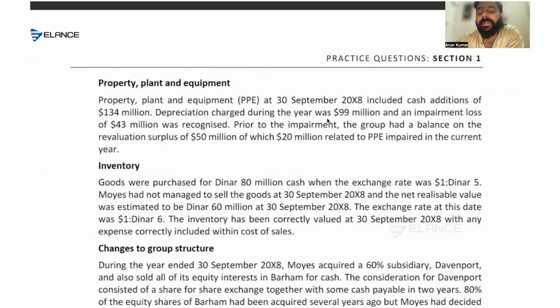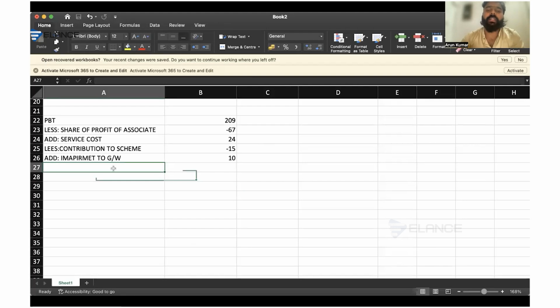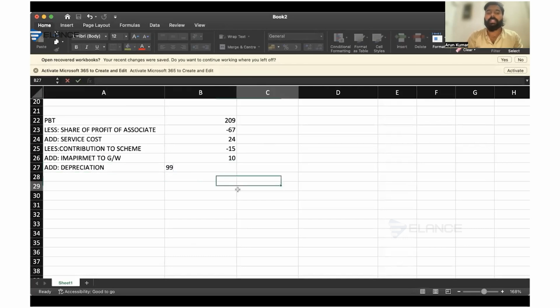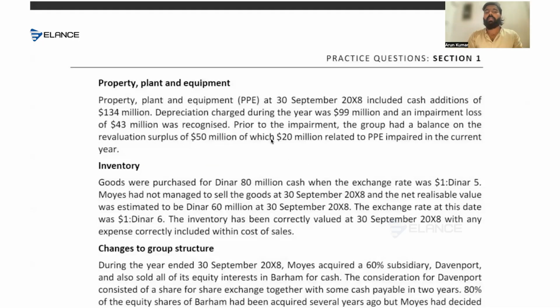The depreciation charged is 99 million. So how will you account for the depreciation? The depreciation has been charged to the P&L. So we need to add back depreciation, which is 99. Okay. So what else is there? Impairment loss of 43.